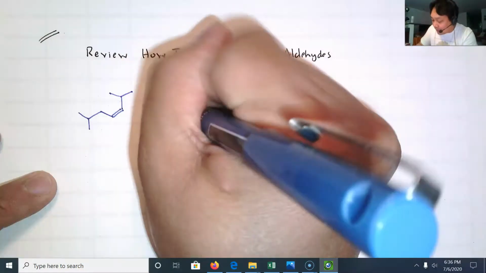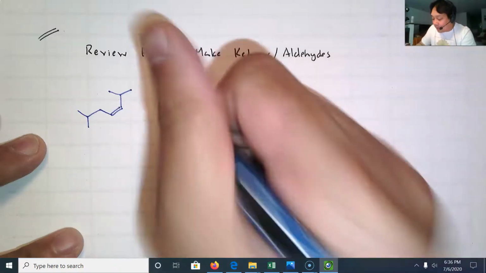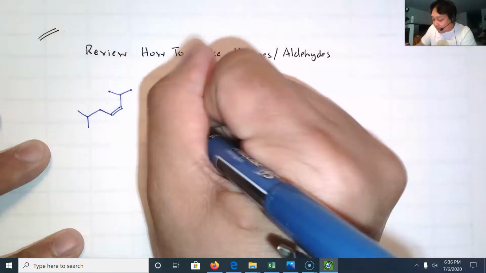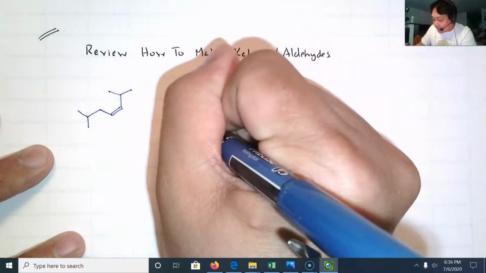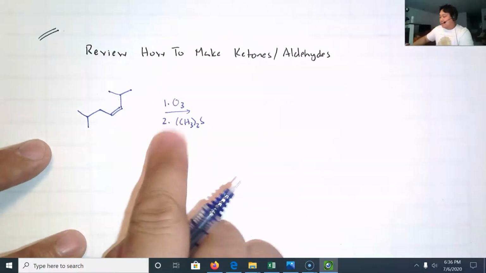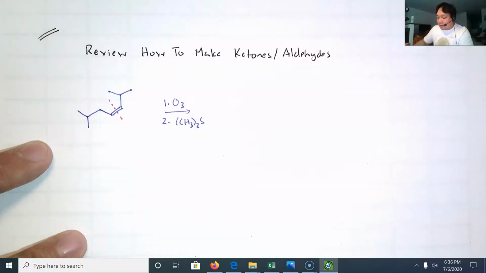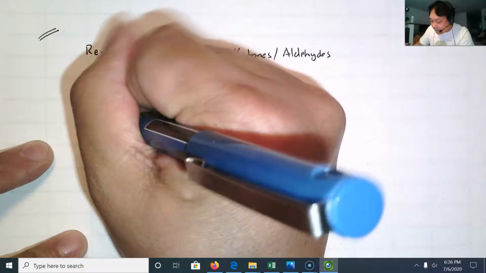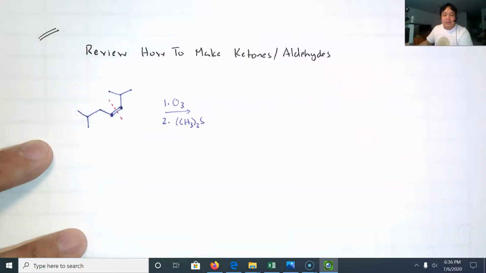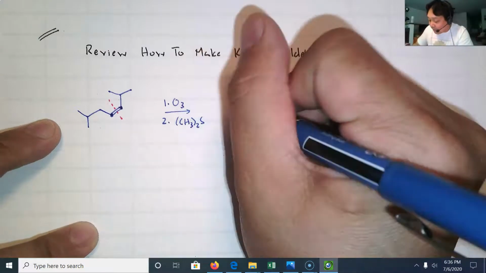Ozonolysis, you have ozone, and typically the second reaction could be dimethyl sulfide or zinc and water, but I just memorize dimethyl sulfide. Ozone for ozonolysis. What you want to do is cut the double bond. Go ahead and put your 2 dots. I like to put 2 dots because those are the carbons of the carbonyl.